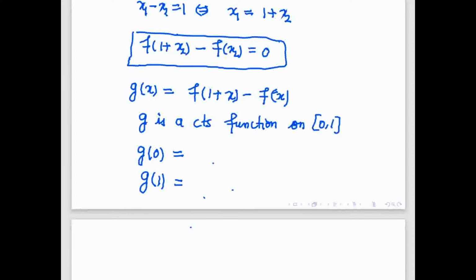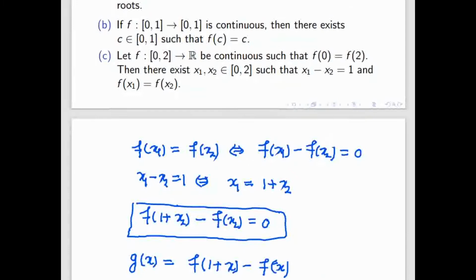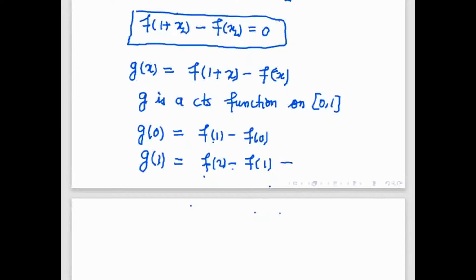If we calculate g of 0, we will get f of 1 minus f of 0, and if we calculate g of 1, we will get f of 2 minus f of 1. And in the question it is given that f of 0 is nothing but f of 2. That means the value of function f at 0 is the same as f of 2. So f of 2 is nothing but f of 0. This means it is f of 0 minus f of 1. So g of 0 is f of 1 minus f of 0 and g of 1 is f of 0 minus f of 1.